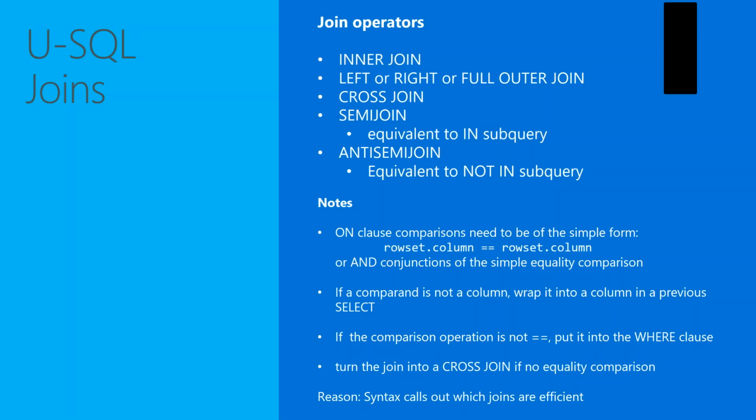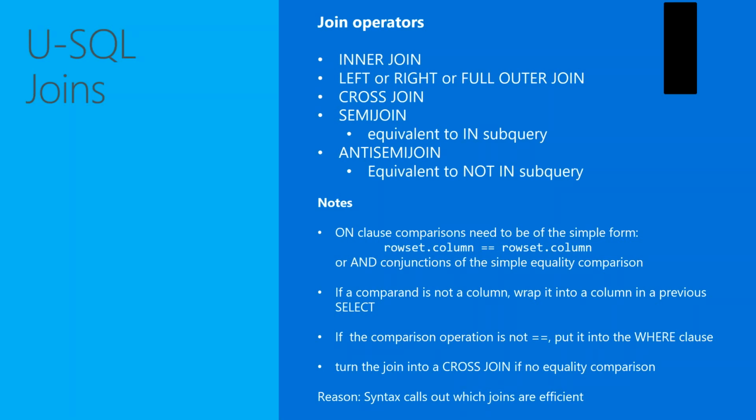to make sure that you know what is efficiently executed and what might be a little bit more expensive in execution time. That means the ON clause inside your join always has to be an equijoin or an AND conjunction of equijoins, and they have to be simple columns. If you have an expression inside it, so you want to do some calculation on it before, you can do that. You just wrap it into a column in a previous select statement. So it's doable, you just have to do that additional step. Also, if the comparison operation is not equals, you put the comparison into the WHERE clause.